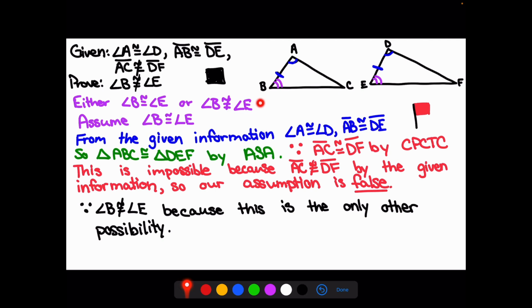Again, we list our options, we assume the negation of what we're actually trying to prove, and then we do a chain of reasoning until we hit our contradiction. Once we hit our contradiction, we state that our original assumption is false, and therefore the only other option, our desired outcome, must be true. Let's try another one out.